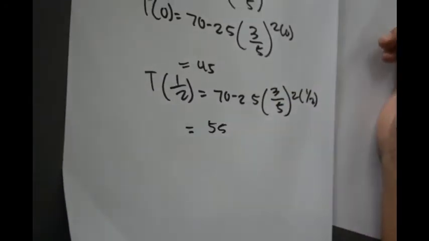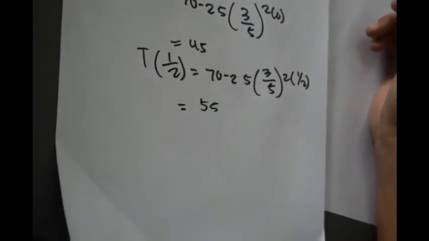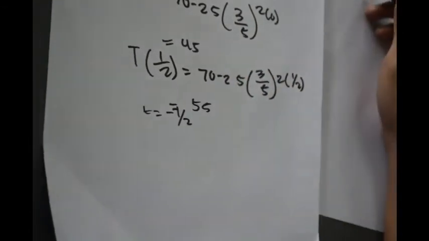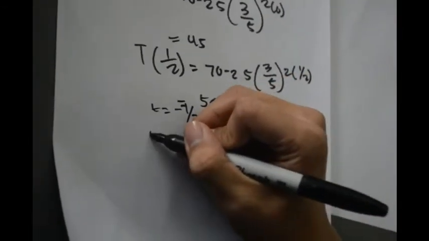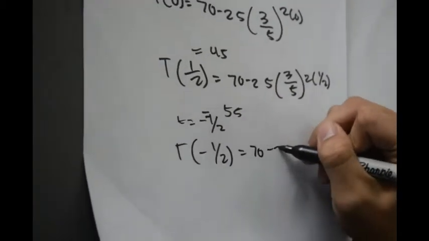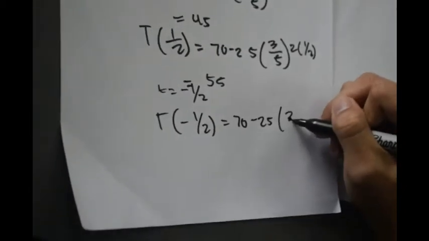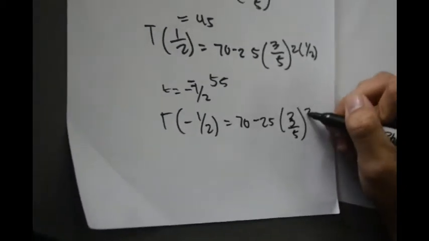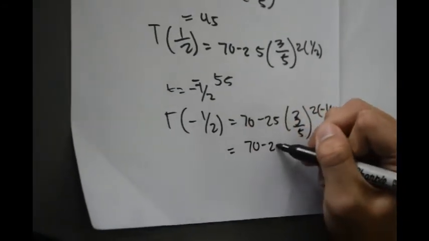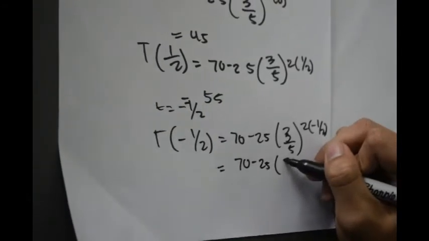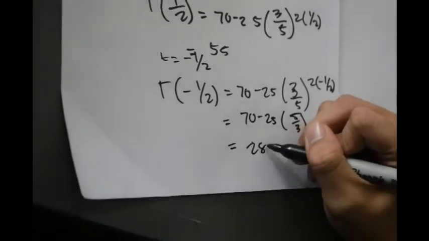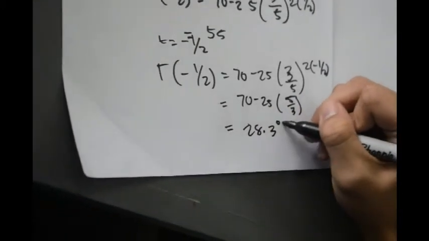The temperature of the refrigerator is the temperature of the can of soda at time t is equal to negative 1/2. So we can see that the temperature of the refrigerator is T of negative 1/2, which is equal to 70 minus 25 times 3 over 5 to the power of 2 times negative 1/2, which is equal to 70 minus 25 times 5 over 3. And we can get the answer 28.3 Fahrenheit.